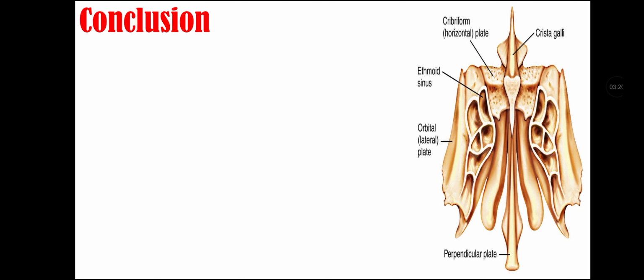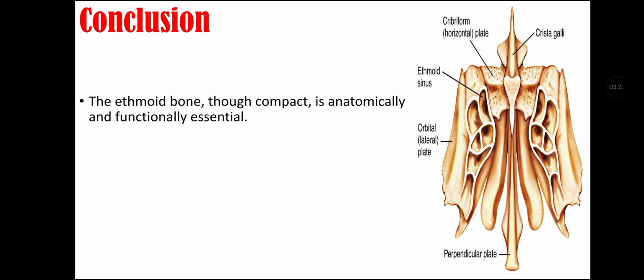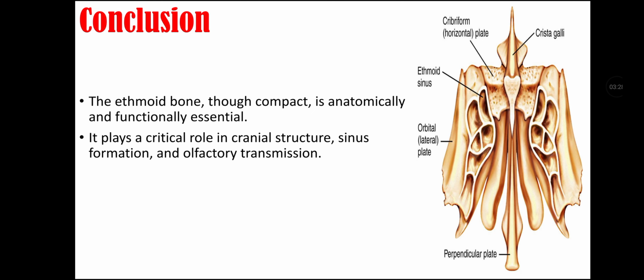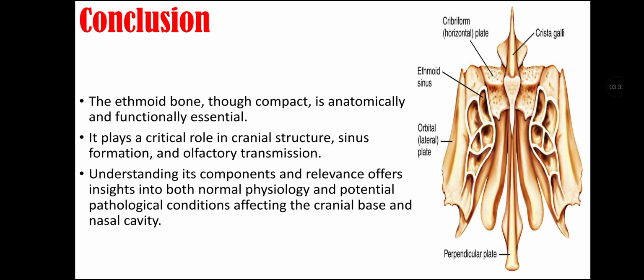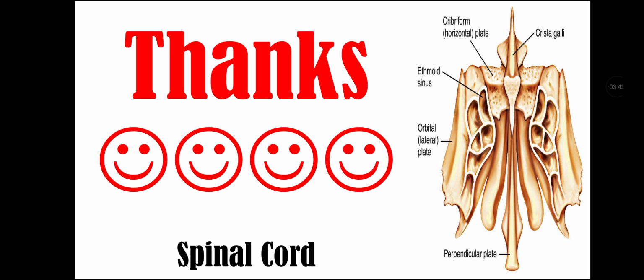Conclusion of this lecture video. Ethmoid bone, though compact, is anatomically and functionally essential. It plays a critical role in cranial structure, sinus formation, and olfactory transmission. Understanding its components and relevance offers insight into both normal physiology and potential pathological conditions affecting the cranial base and nasal cavity. And this was all about ethmoid bone.